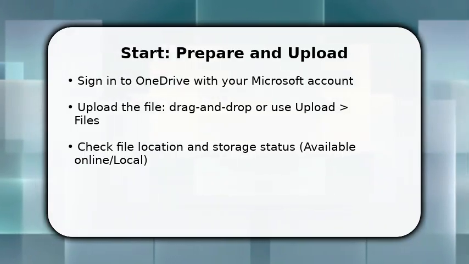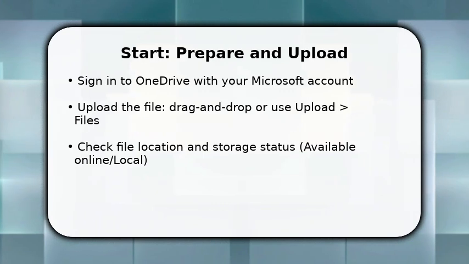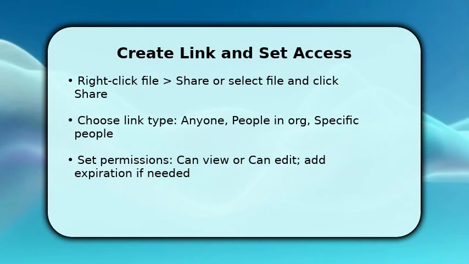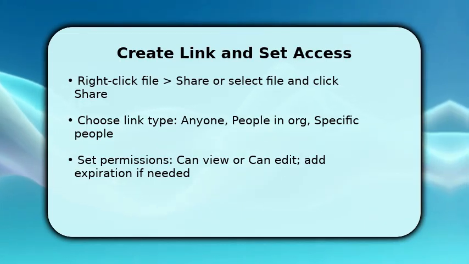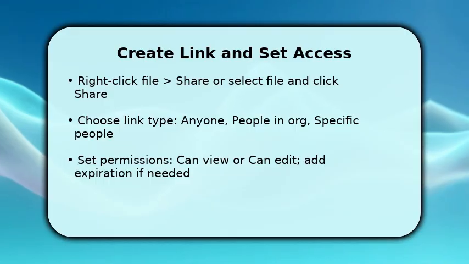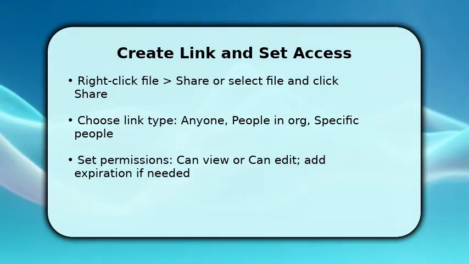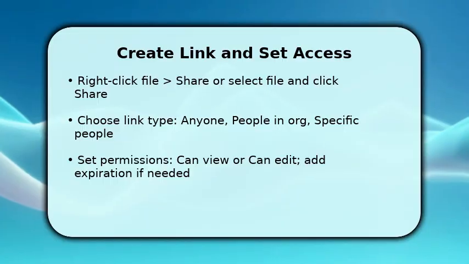Now create the share link. Right-click the file and pick Share, or select it and press the Share button. Choose who can use the link, anyone, people in your organization, or specific people, because that controls discoverability and security. Then set permissions to can view or can edit, toggle editing off for read-only.